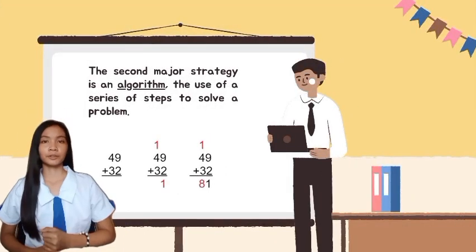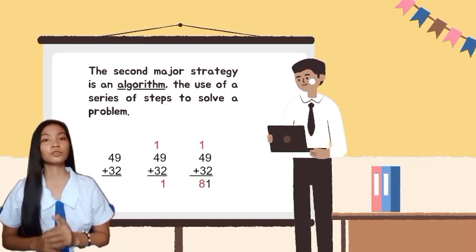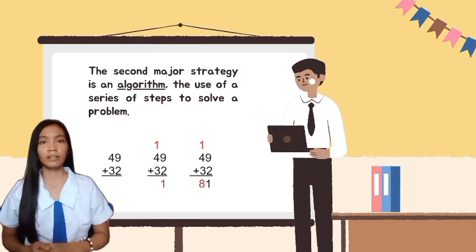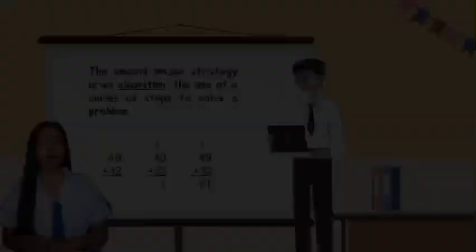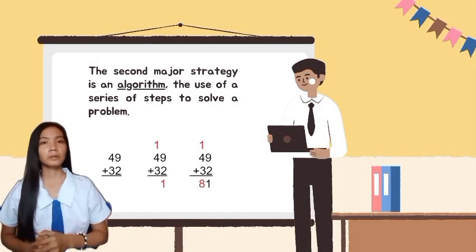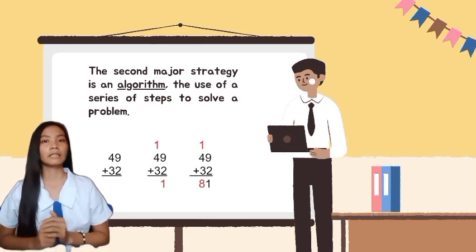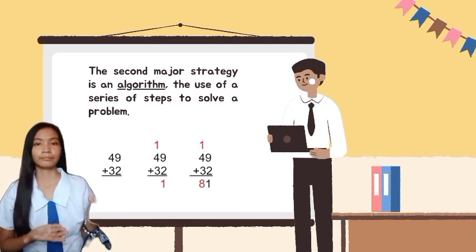The second major strategy is an algorithm, the use of a series of steps to solve a problem. The elements of an algorithm include clarity, what is to be done, define inputs, outputs, results, and predictions. Doing the standard algorithms for the fundamental operations mathematically requires doing the same steps repeatedly with each place value column in a given problem. So here is the example.